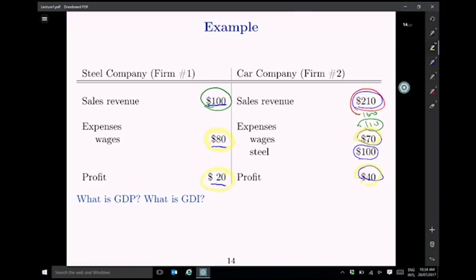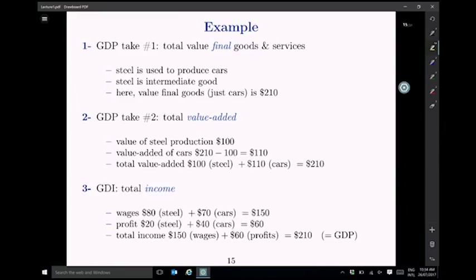And then the last step for us is to add up all this income and see if it's 210. Is it? So we have 80 plus 20, that's 100. 70 plus 40, that's 110. Add them up. It's again 210, right? So that shows that no matter which method you use, you can look at the total value of final goods and services, the total value added, or total income. It should give you the same number, the same measure of aggregate output. In our example, it's 210.